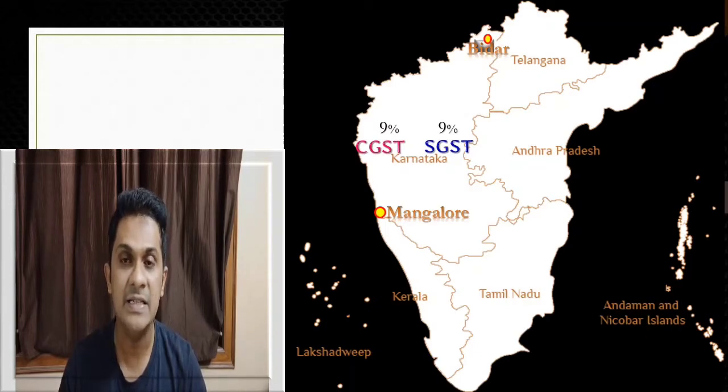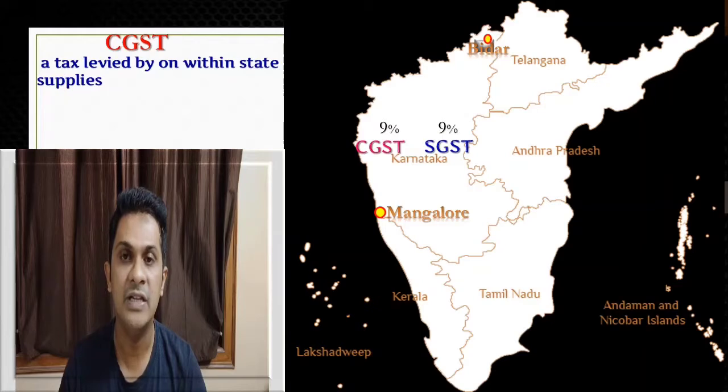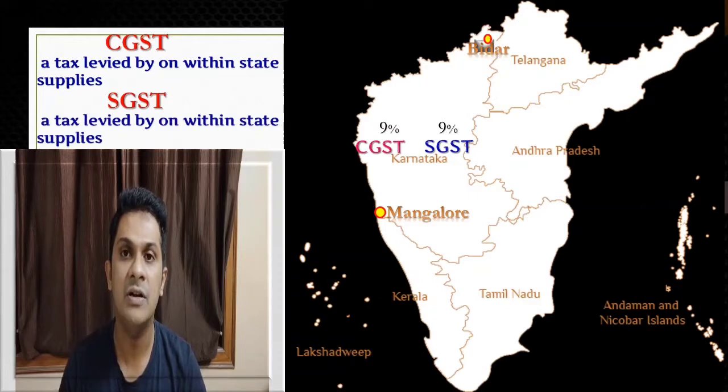This means CGST is nothing but a tax which is levied on within-state supplies. Similarly, SGST is also nothing but a tax which is levied on within-state supply, but the only thing that differs is that whatever tax is collected as CGST goes to the central government, and whatever is collected as SGST goes to the state government where the consumption happens.